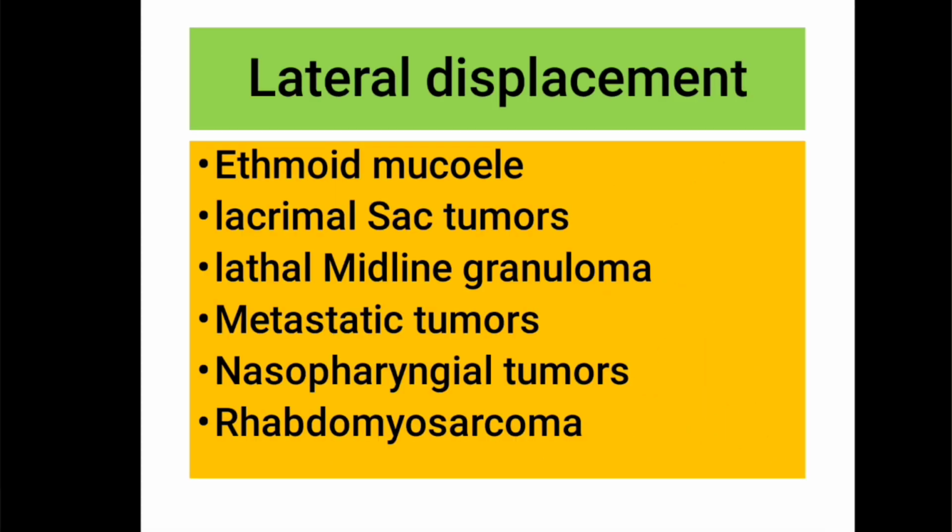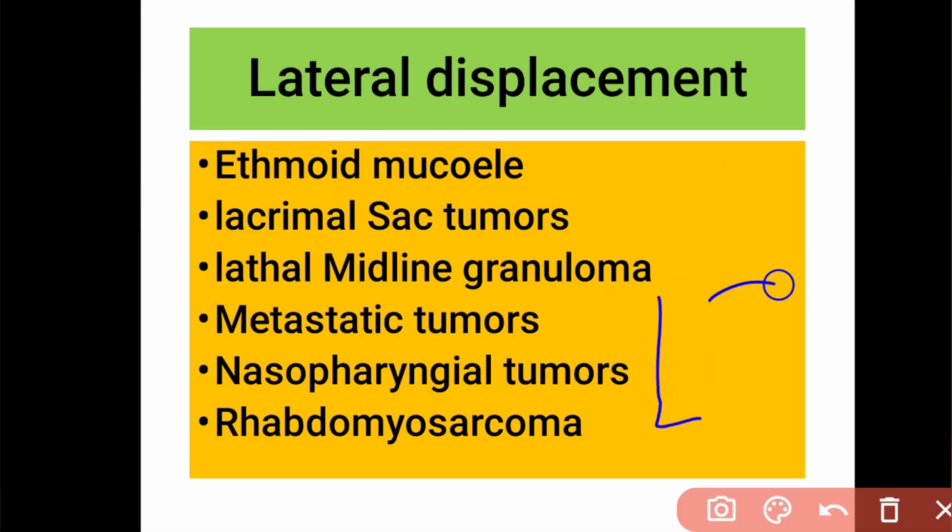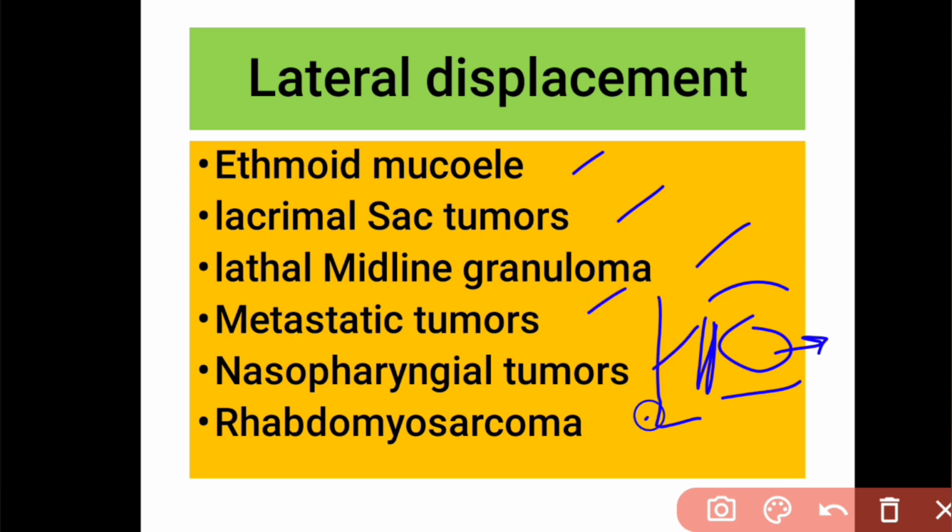Then the lateral displacement of the eyeball. So this is the nose, this is the orbit, and the eye is just pushed laterally. So anything in the medial aspect of the orbit can be the cause, like ethmoidal mucoceles, lacrimal sac tumors, lethal midline granulomas, metastatic tumors, nasopharyngeal tumors, and rhabdomyosarcoma.